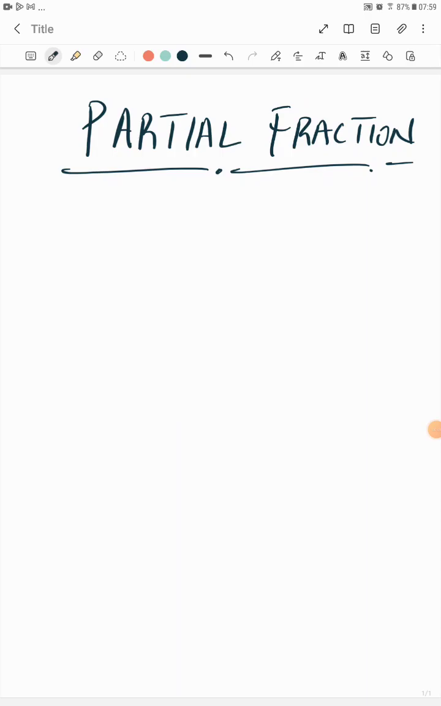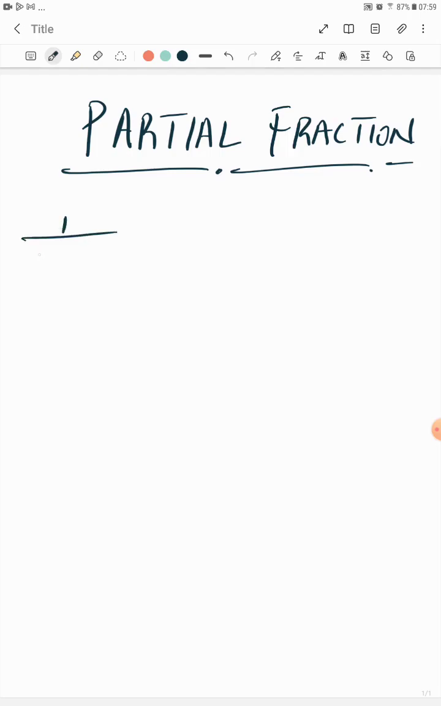In this topic, I'll be introducing partial fraction. Let's not go into too much theory. Partial fraction is an extension of algebraic fractions, so you have to have a basic knowledge of algebraic fractions. So let's have a demonstration.